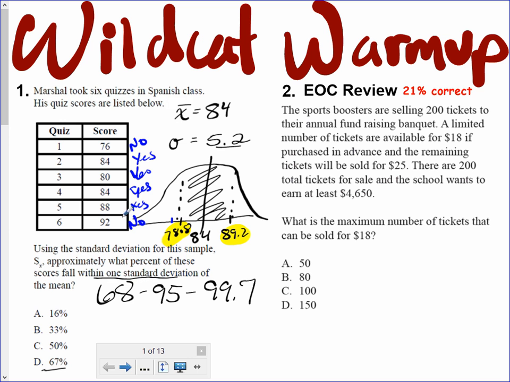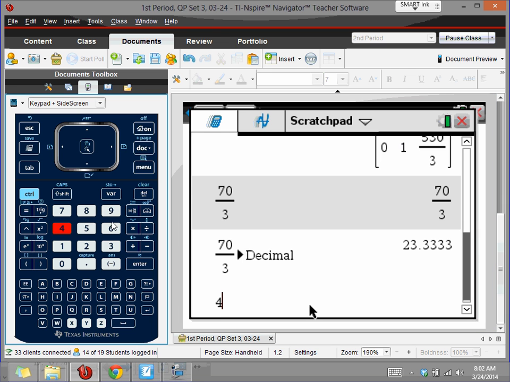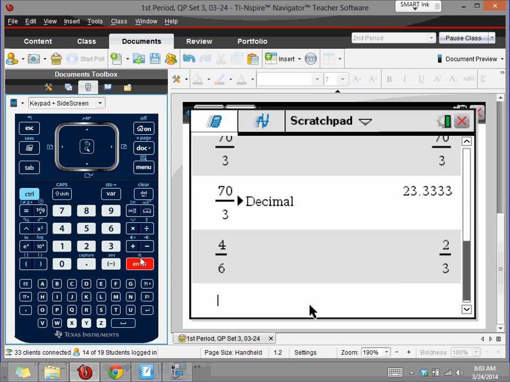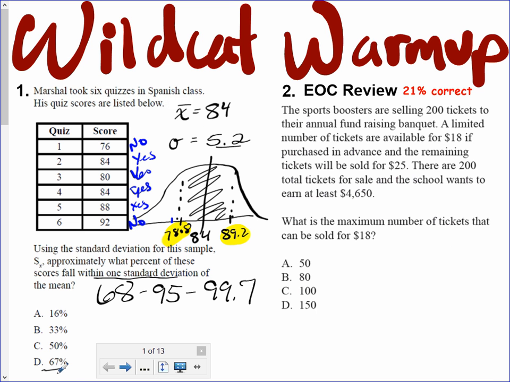Now how do you take this and find the percent? So the answer is 67%. Pretty complex problem. Lots of steps, lots of stuff to do. Questions on number one?